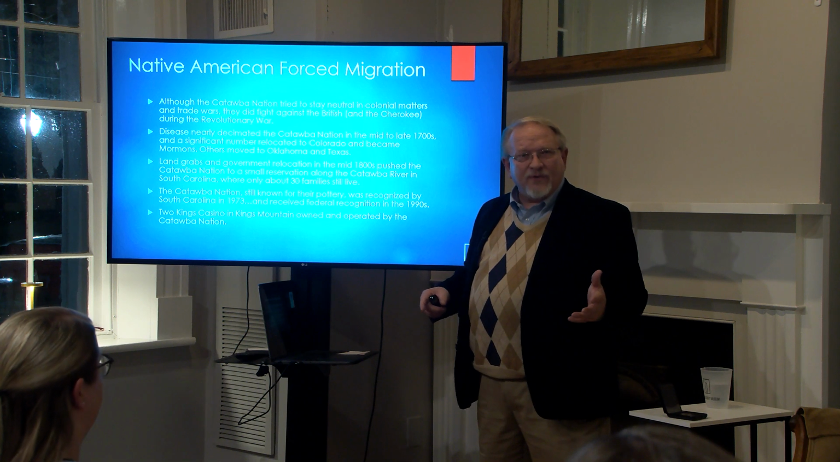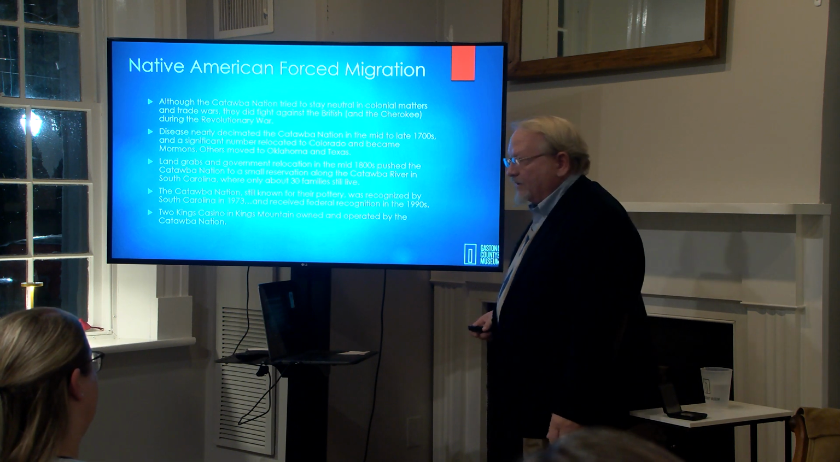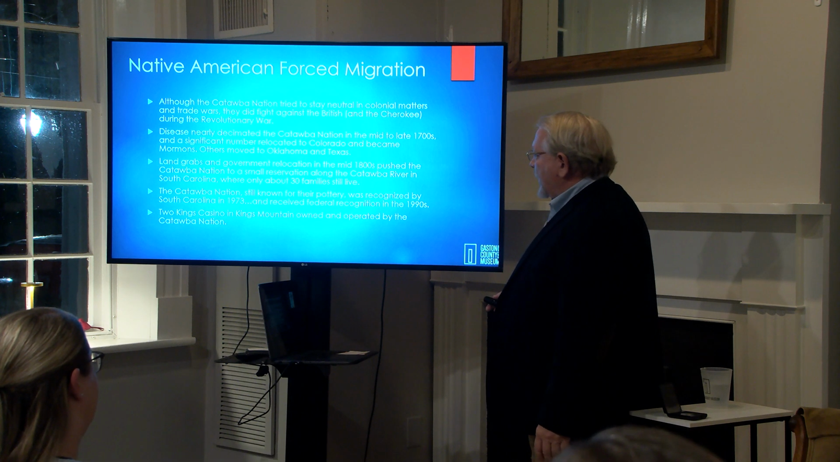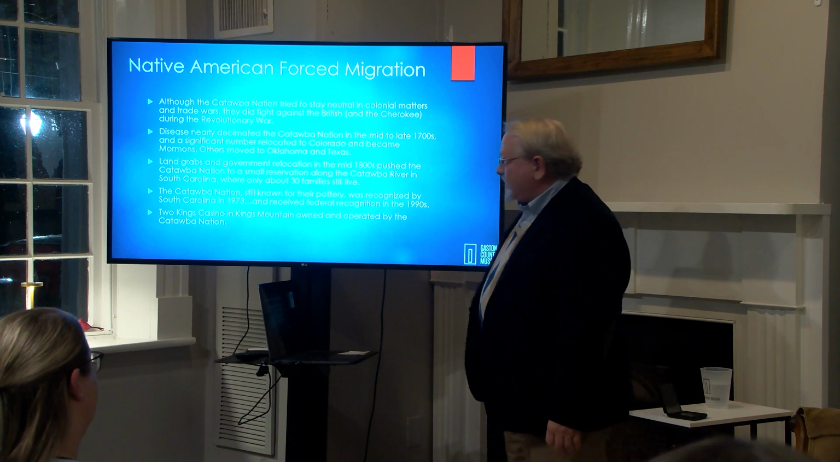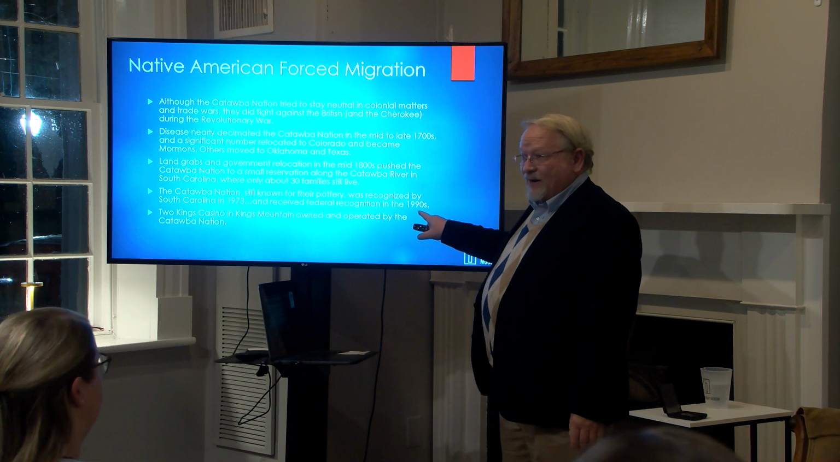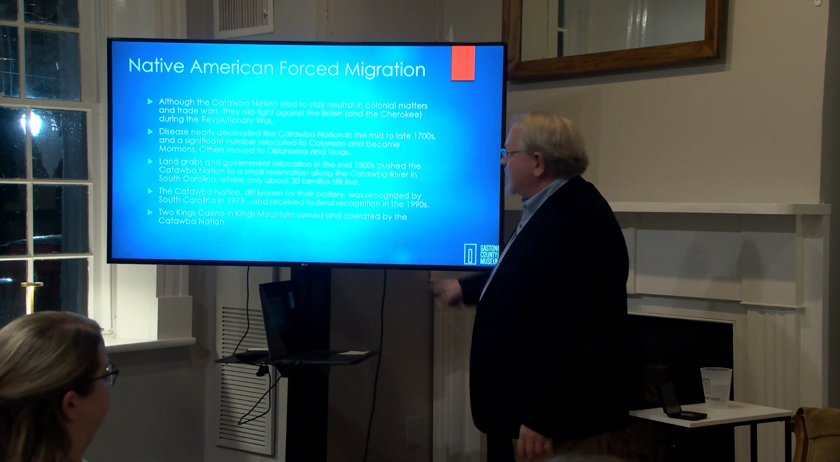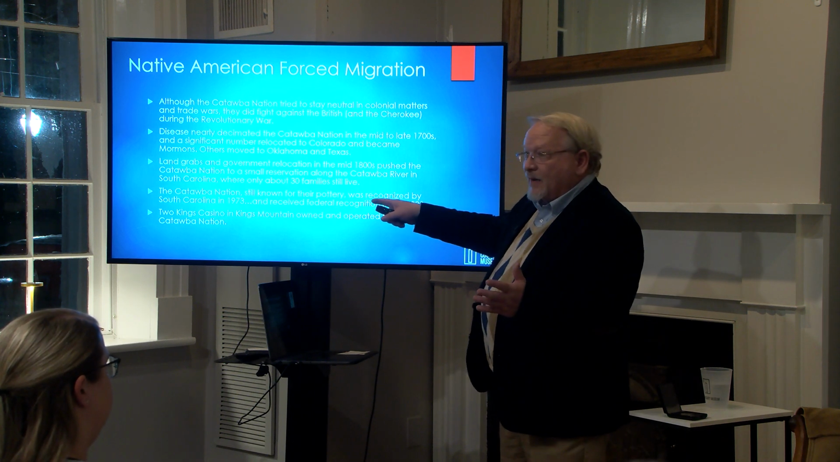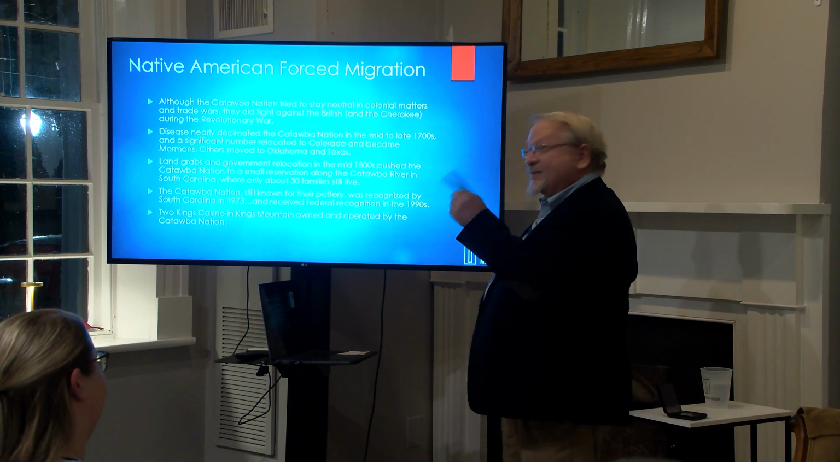And there's about 30 to 40 families that live there. And it's in South Carolina, right on the Catawba River, is where the Catawba Reservation is now. Catawba wasn't recognized by South Carolina until 1973 and wasn't even recognized by the federal government until the early 1990s. But bright spot, Two Kings Casino. If you want to go gamble, that's the Catawba.